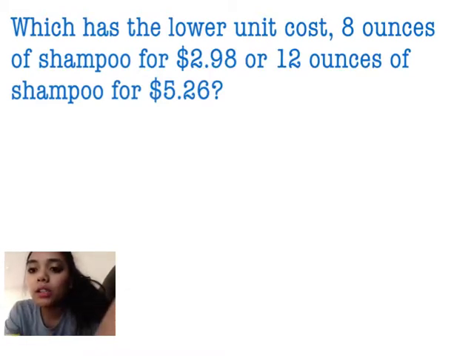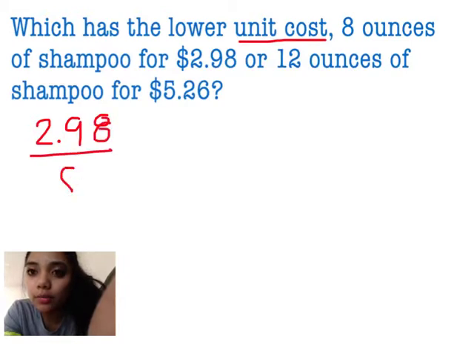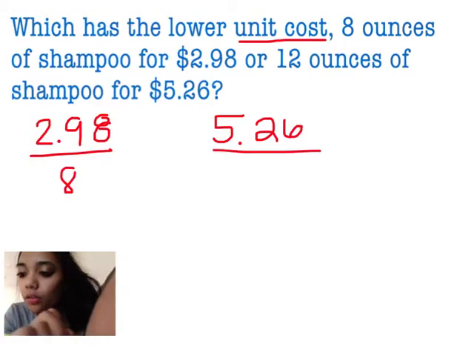So, unit cost tells you that you're finding per one. So, you're trying to find out how much it costs for 1 ounce. So that means you have 8 ounces of shampoo for $2.98. So your rate is $2.98 for 8 ounces. And some of you already know all you're going to be doing is dividing because you're trying to find it for 1. So you're trying to find out if this one is greater than or less than $5.26 for 12 ounces.